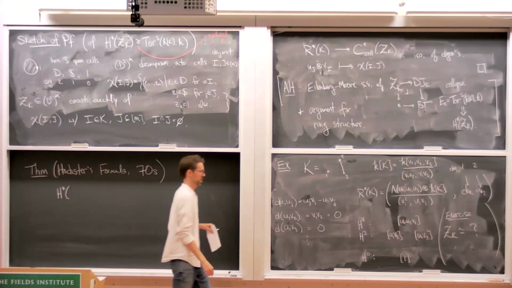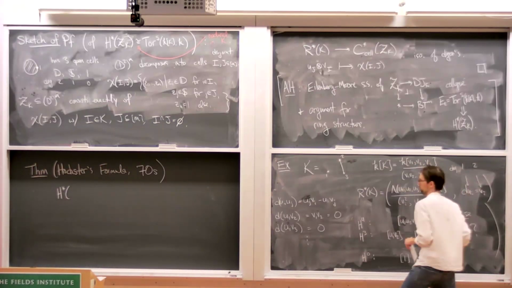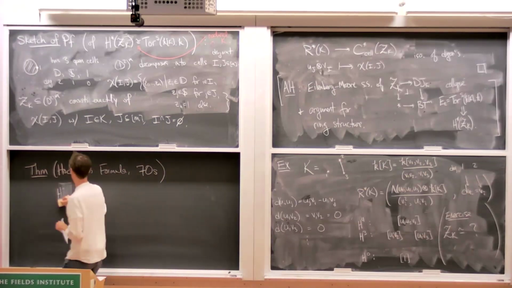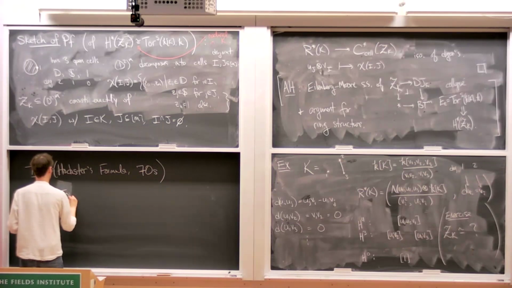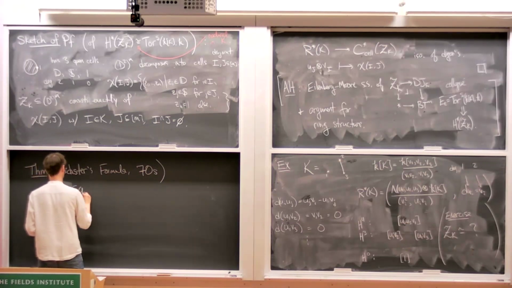Okay, so I was just saying Hochster's formula describes Tor in terms of the combinatorics of K in a very explicit way.